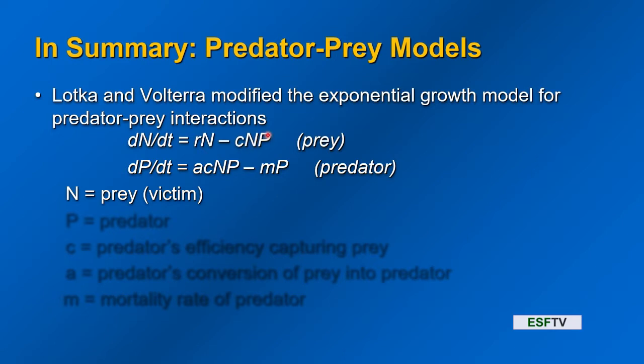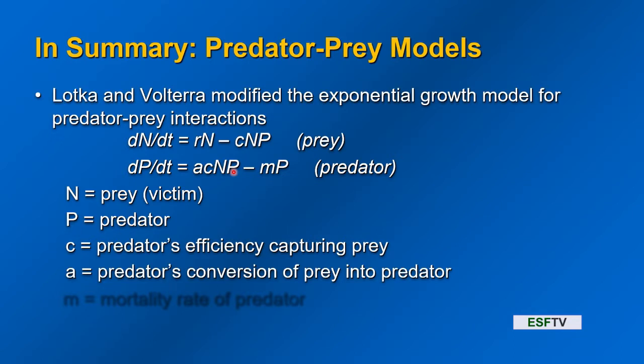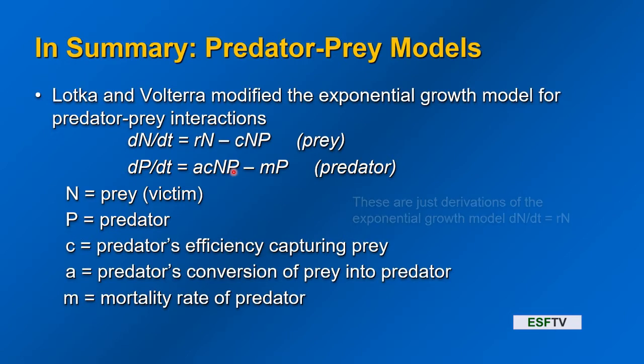You would like to use P for prey, but you can't because it's been decided that P refers to predator. So some people say V for victim. You might see models with V instead of N. I just left it as N here. Just know that's the prey, and the P is the predator. And then, as I've said a couple of times, the efficiency of capturing the prey is C. a is the predator's conversion of prey into predator offspring, if you will, and then m is mortality. These are just derivations of that exponential growth model, if I haven't already made that clear.